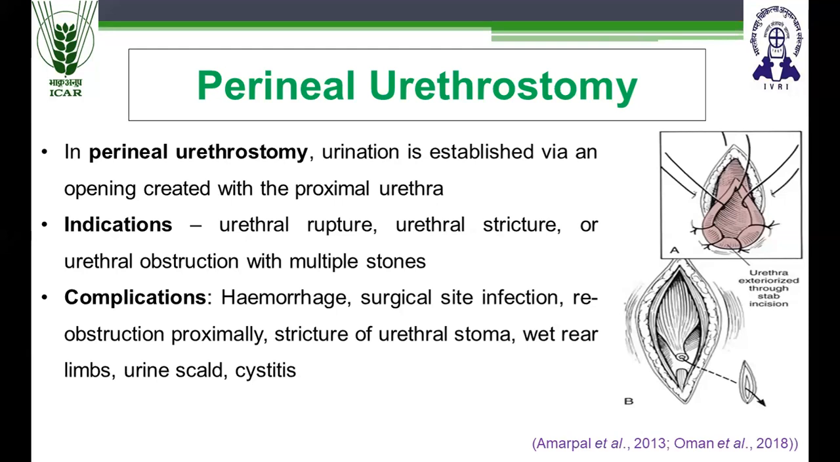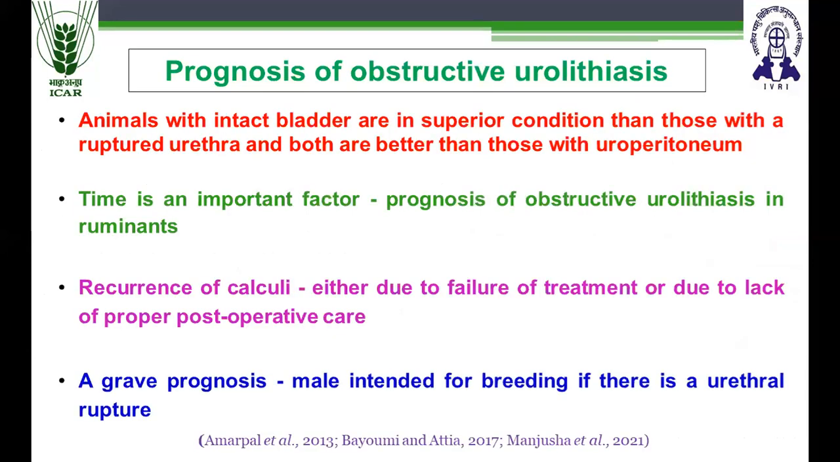And it also has complications wherein there will be hemorrhage, surgical site infection, reobstruction, stricture of the urethral stoma, then prayer limb, because it is in the perineal region, urine scald, cystitis. So these are all about the surgical aspect. Now moving on to the prognosis of obstructive urolithiasis.